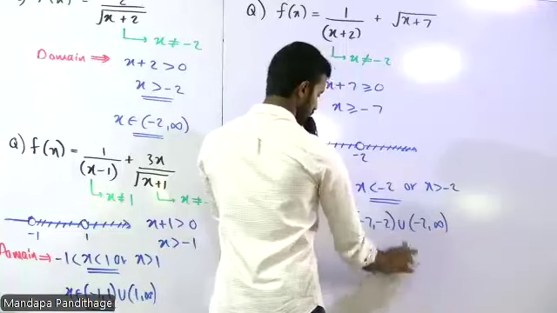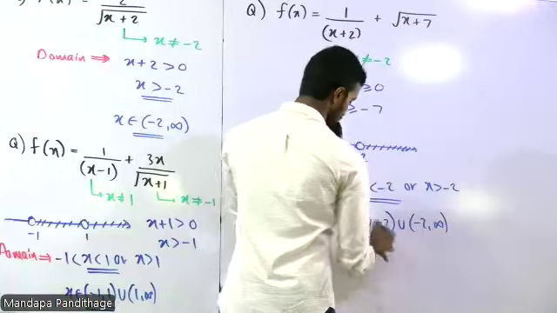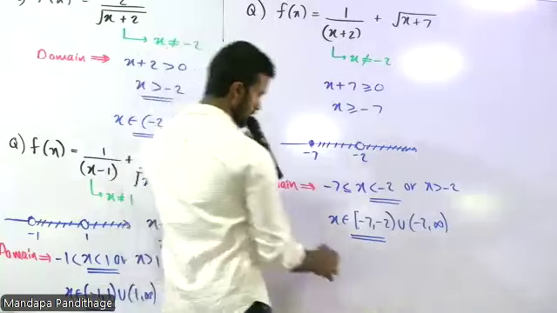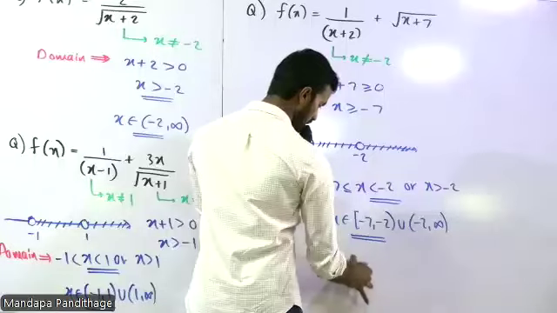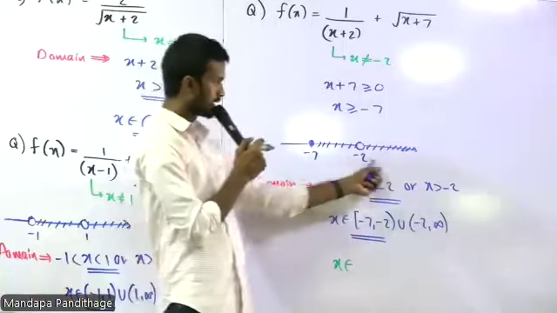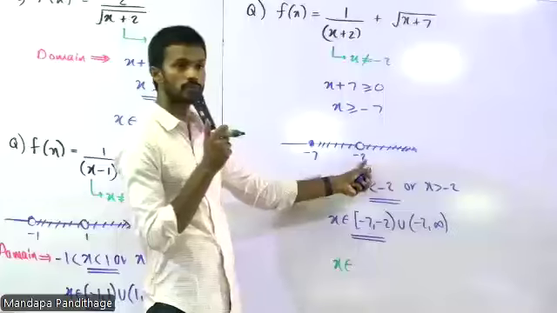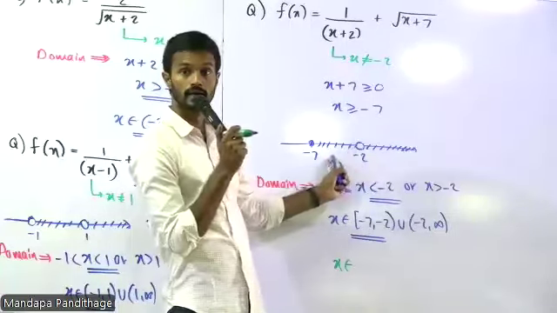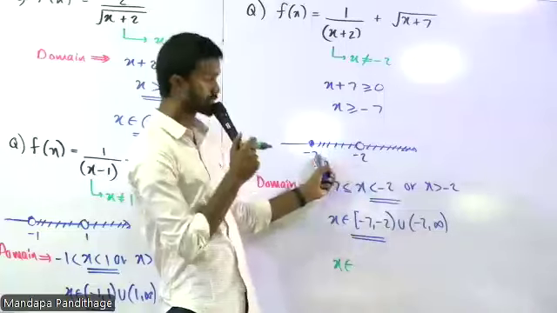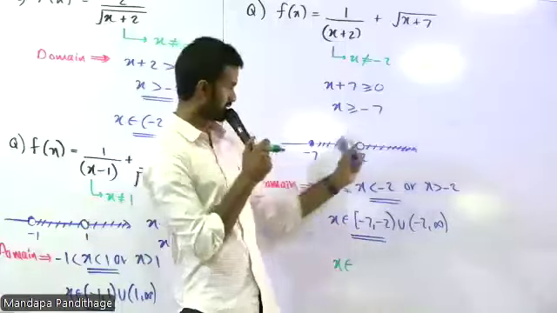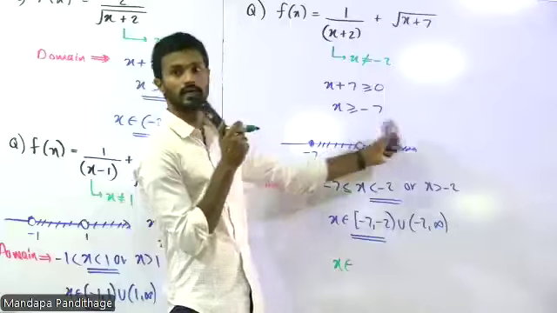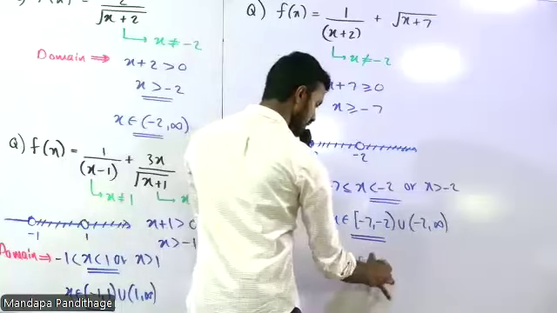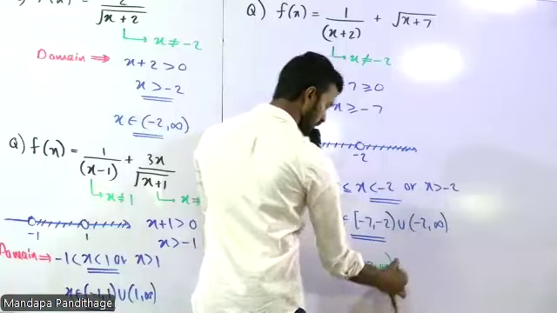But there's another way that you can write this in set notation. What you can do is this. Now look at this. Now tell me, what is this entire set? Forget about this minus 2. What is this entire set? Minus 7 up to? Tell me, minus 7 up to infinity. So what is this entire set? It's minus 7 up to infinity.